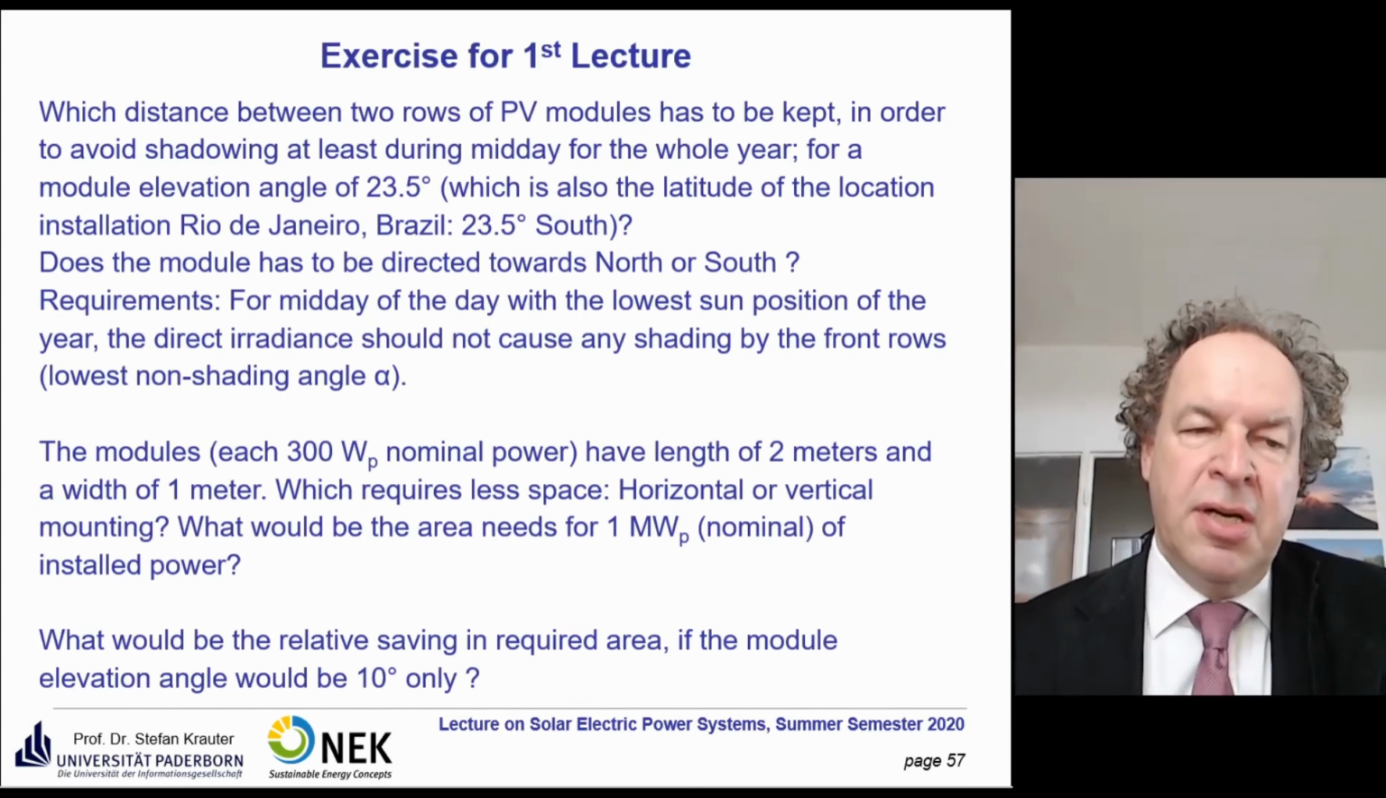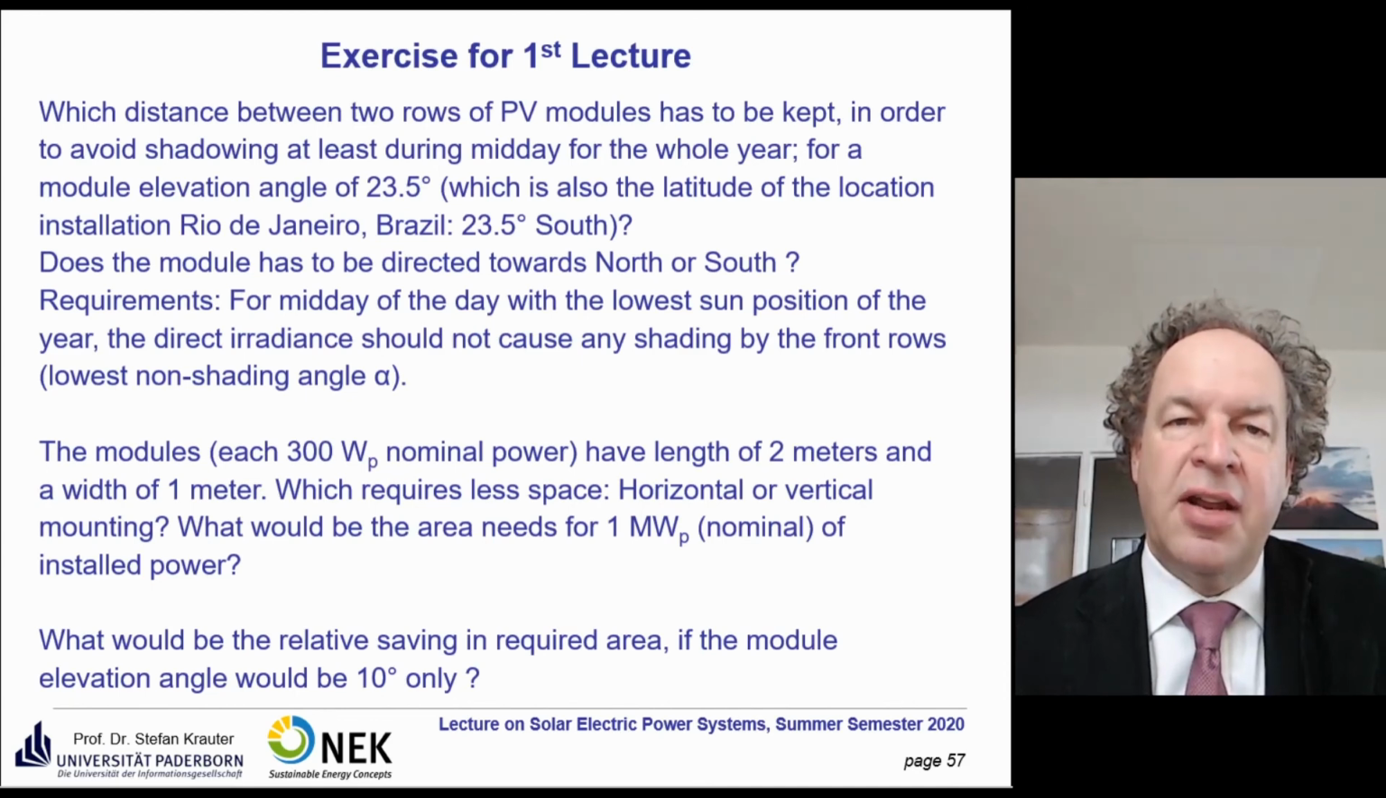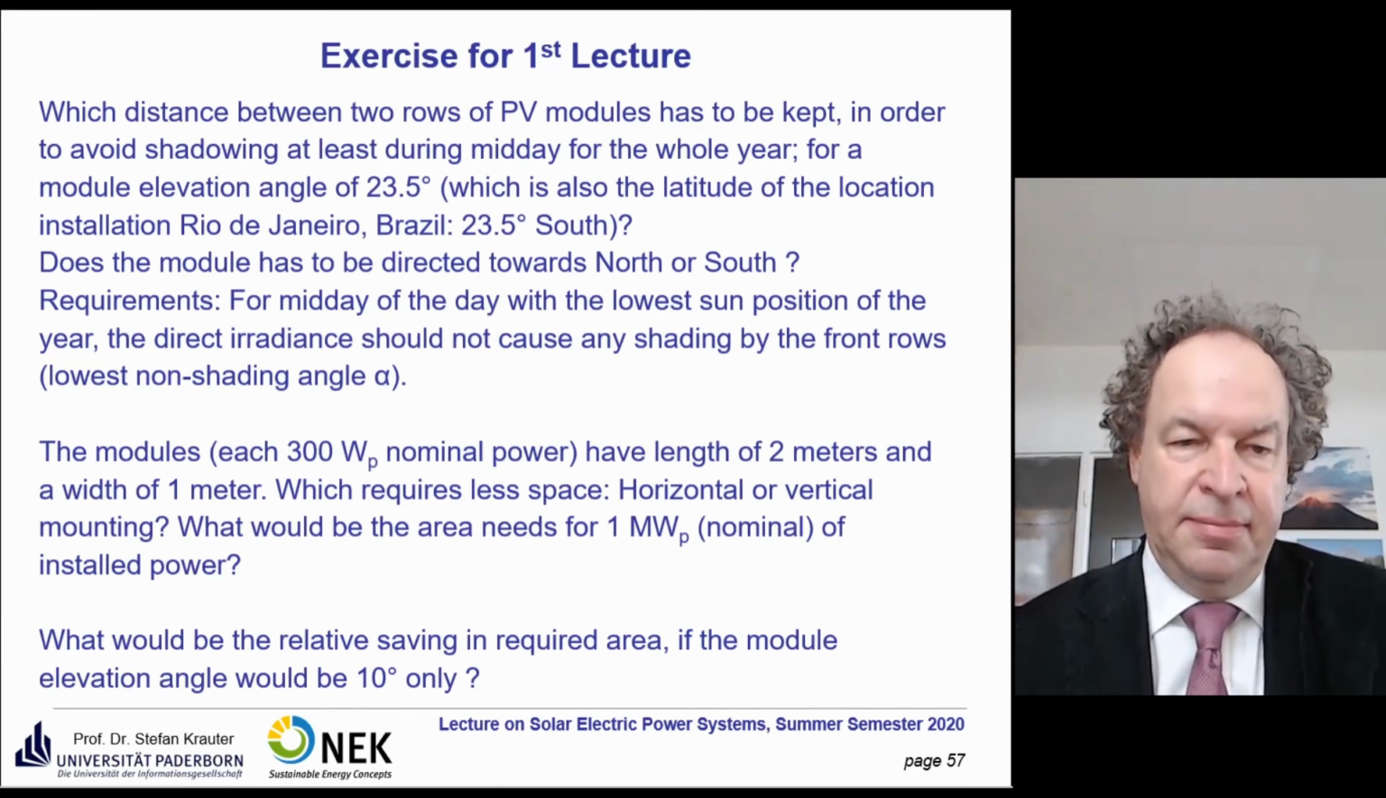So the first question we already almost answered. Does the module have to be directed towards north or south? We are very much used to seeing it from the northern hemisphere, so all the modules look towards south because there is the sun. But in this case, while the location of the installation is on the southern hemisphere, we have to face north. So that's a bit different, and so the azimuth angle is not 180 degrees, it is 0 degrees then.